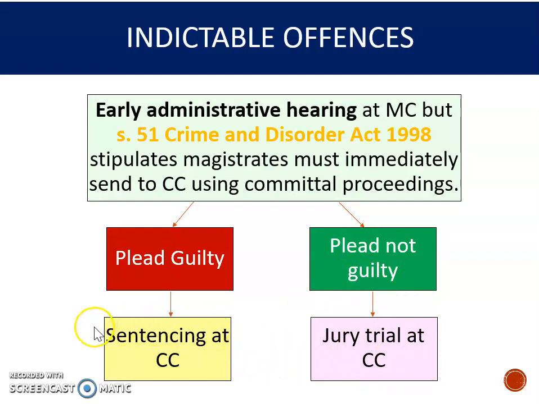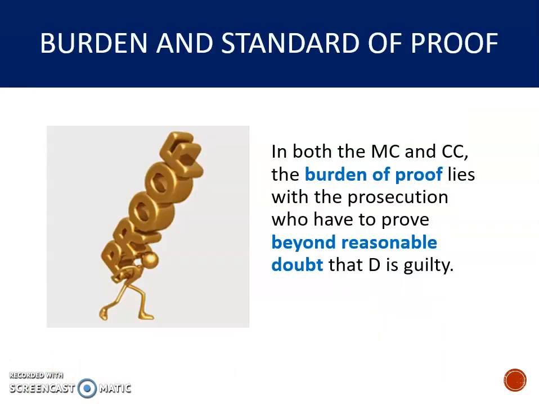So that's just a whistle-stop tour of the procedure for the 3 different types of offences. Remember that in both the Magistrates' Court and the Crown Court, because this is a criminal trial, the burden of proof, meaning who has to prove it, is on the prosecution, because remember you're innocent until proven guilty, and the prosecution have to prove beyond reasonable doubt that the defendant is guilty.